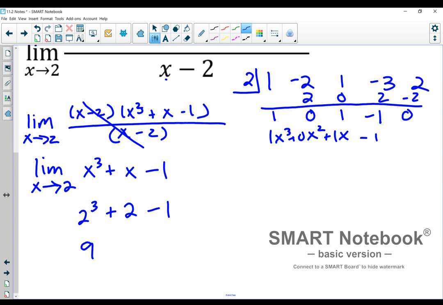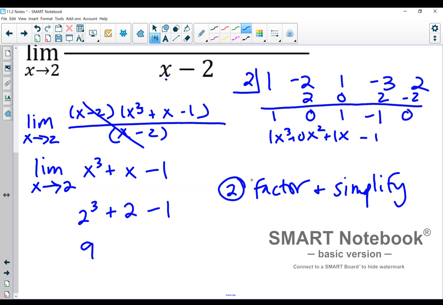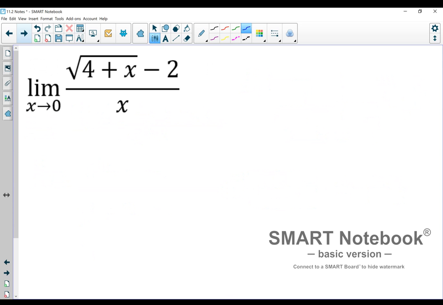So our first strategy was to directly substitute. Our second strategy is to factor and simplify. So if you have an issue with your denominator, you could always try factoring. So that's one way. So my next strategy is going to involve when there is a square root.